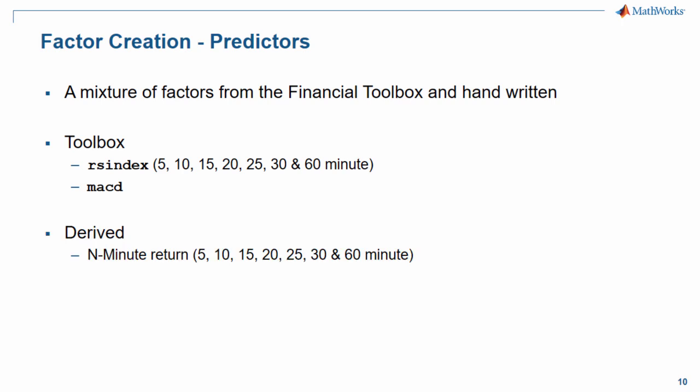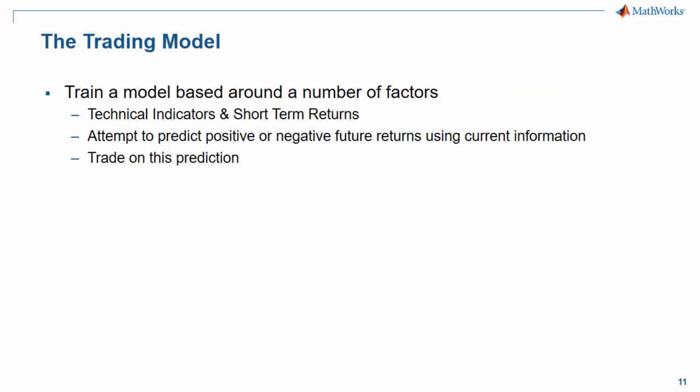Then alongside that, we have our derived factors. And these are just going to be very simple n-minute returns back in the past, which we're then going to match up against future returns when we build our model. The model itself is simply going to take those factors, fit some kind of model, and attempt to predict positive or negative future returns using our current information. And given that prediction, so the prediction of buy or sell, we will trade upon this.